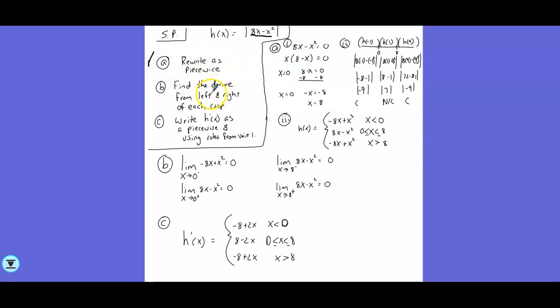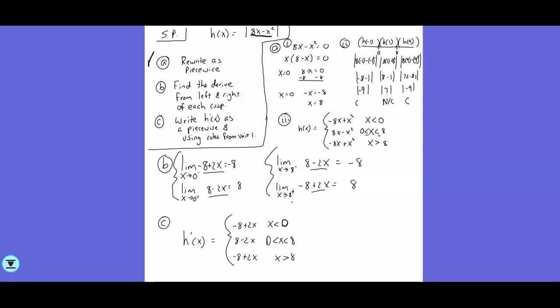Part B, find the derivative from the left and the right of each cusp. Well, my cusps are at 0 and 8. So we want to find the derivative from the left of 0 and also from the right of 0. And I just realized I have a boo-boo on there, so let me fix that. There we go, I fixed it. So finding the limit from the left and right of the derivative of the pieces would look like this. And finding the limit from the left and the right of the derivative of the pieces at the other cusp, 8, would look like that.